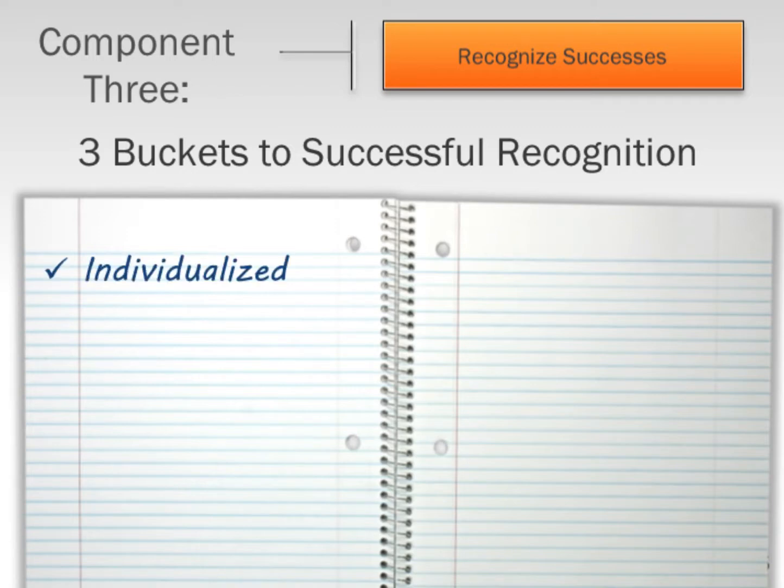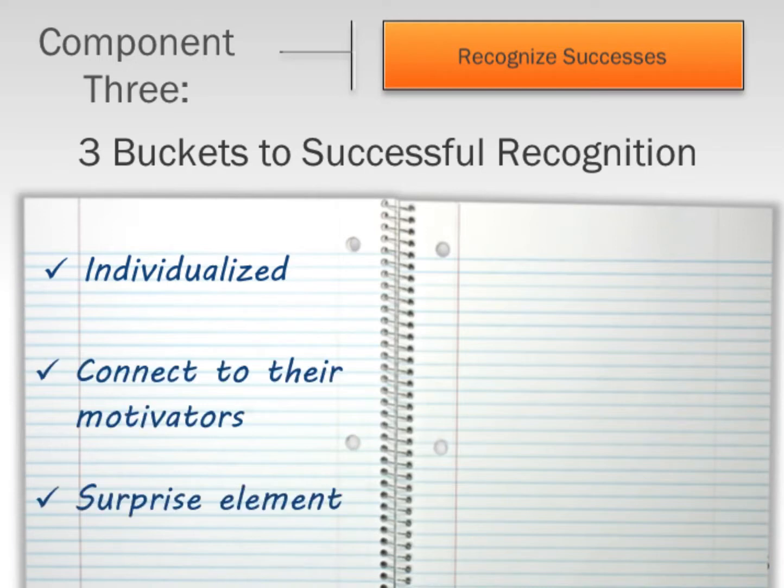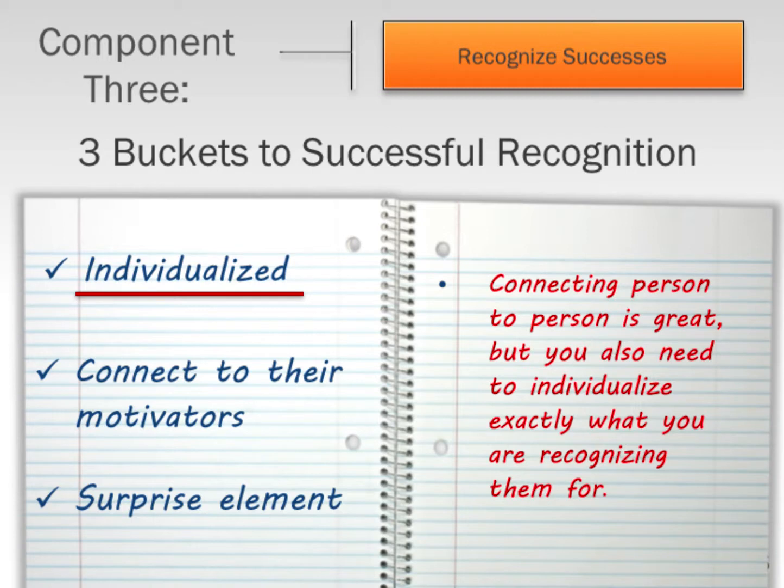Now, I think there's 3 buckets for recognizing people. It needs to be individualized. It should connect to their motivators. And if it can be a surprise element, that's always the best because it surprises a person. So let's look at individualized.